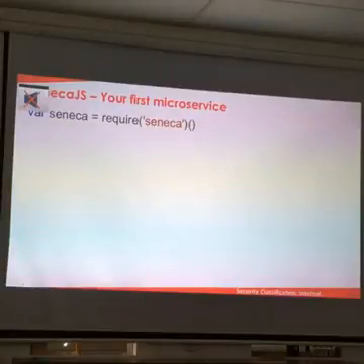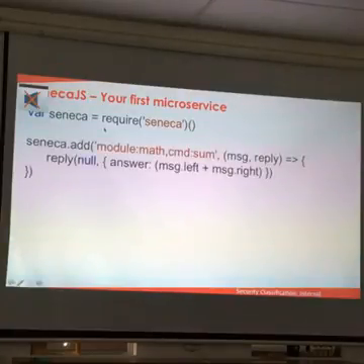Now, let's take a look. First, I require Seneca here. And I say seneca.add a new service. The service will be identified by this pattern, module math, command sum, and this is the callback for this service. In this callback, we have two parameters. The first is the data. All your parameters from the client, when you consume this service, will be put in here, the message. And reply is just a callback.